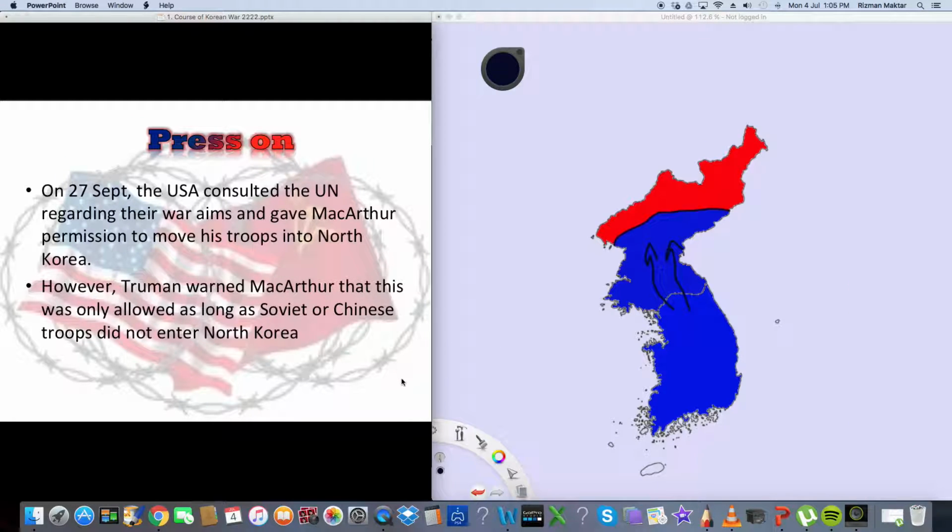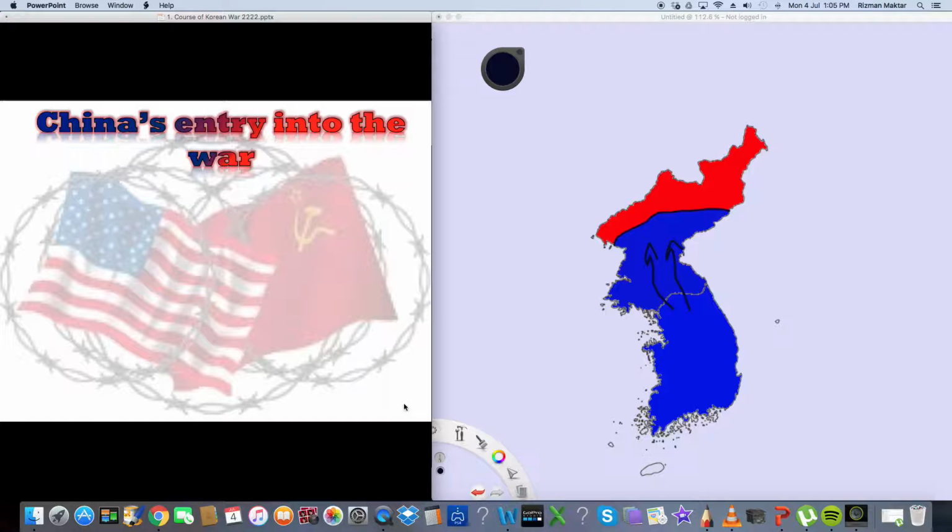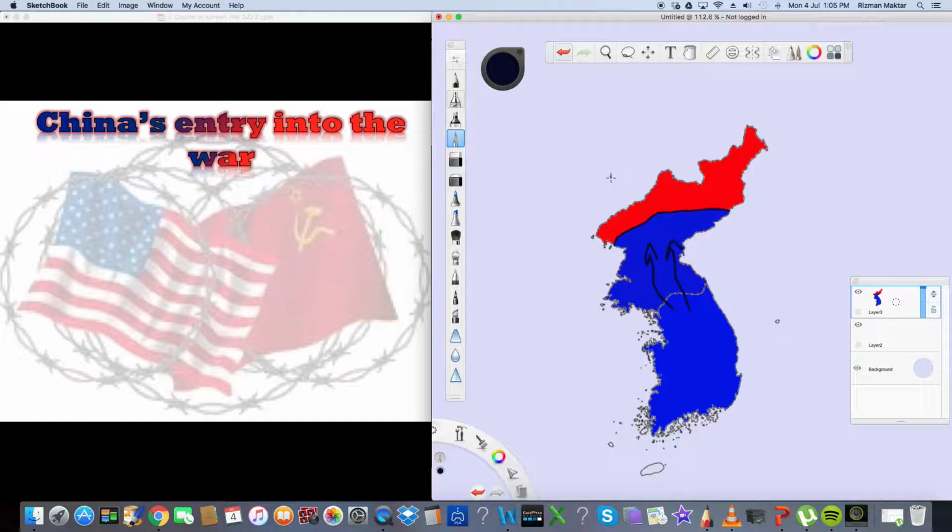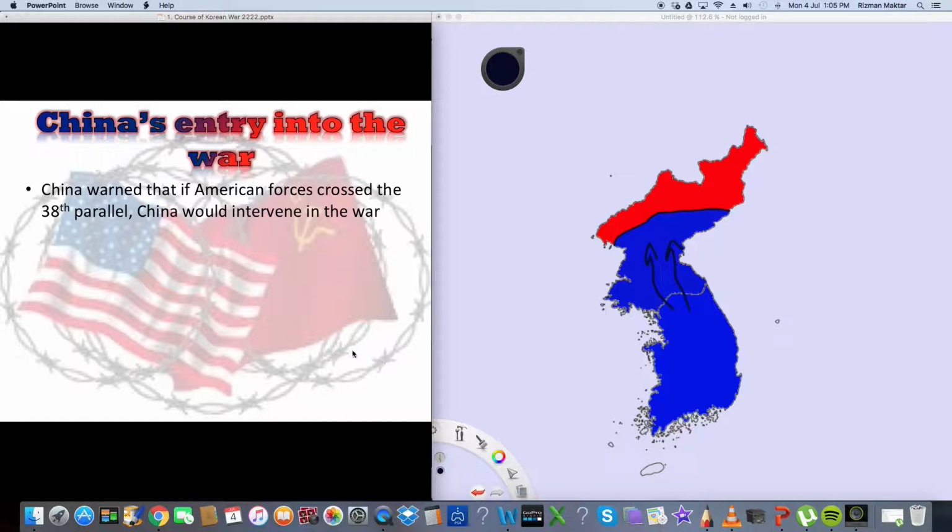What do you think happened? Obviously, the Chinese, seeing that their enemies are right at their doorstep, the border between China and Korea, there's a river running, which is the Yalu River. China warned the US that if you cross, we would intervene in the war because you are now right at our doorstep. You're getting too close to me. It is not safe for me.